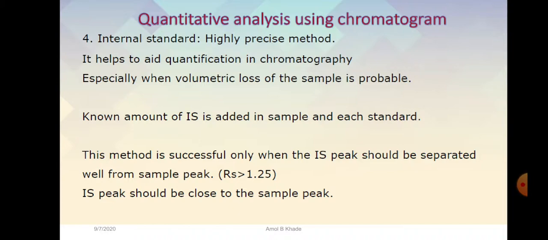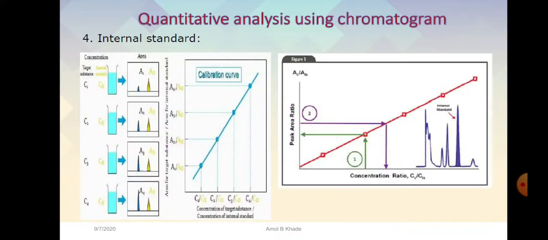So this method is successful only when the internal standard peak is separated well from the sample peak. Because they are similar, they should not merge with each other; they should separate, they should be resolved, and the resolution value should be greater than 1.25. So we now know what resolution is, we have studied it. The internal standard peak should be close to the sample peak, but it should be well resolved, with a resolution value greater than 1.25.